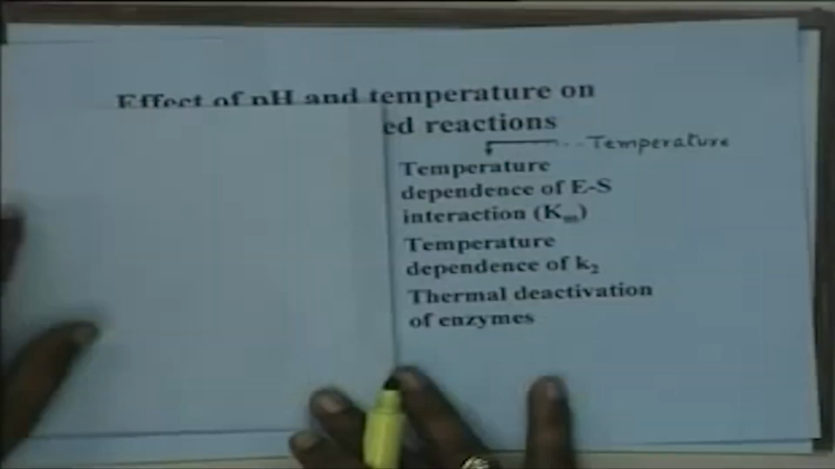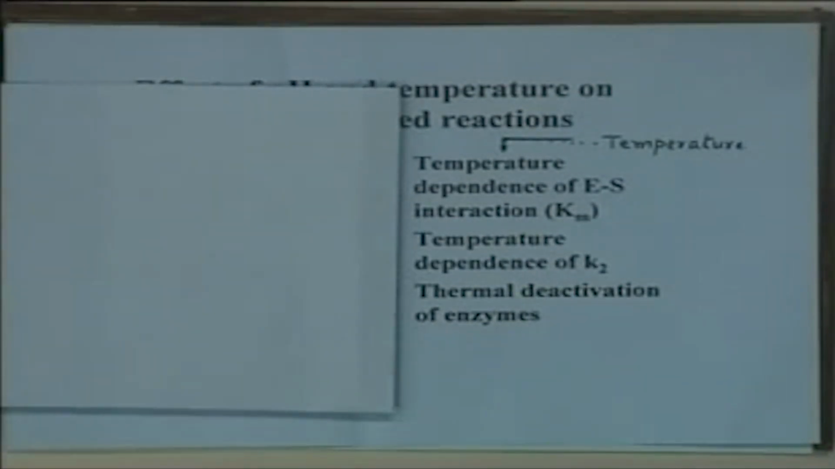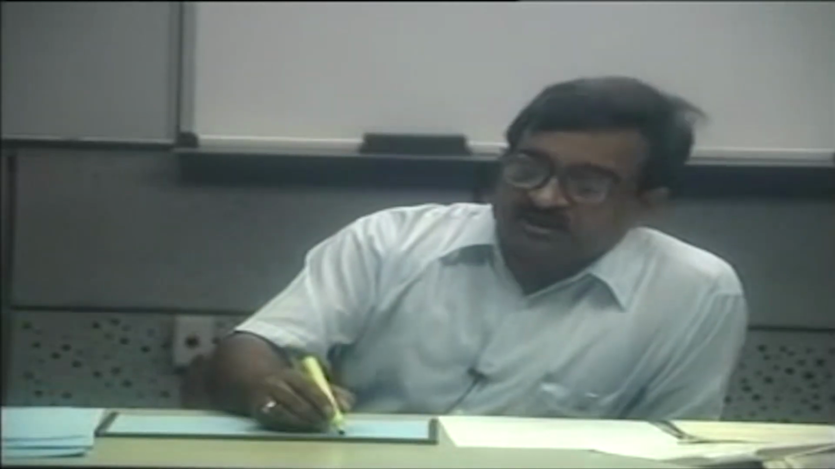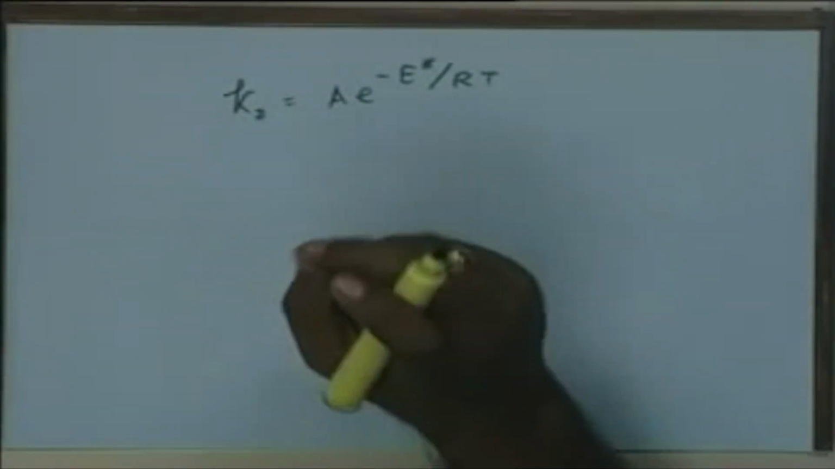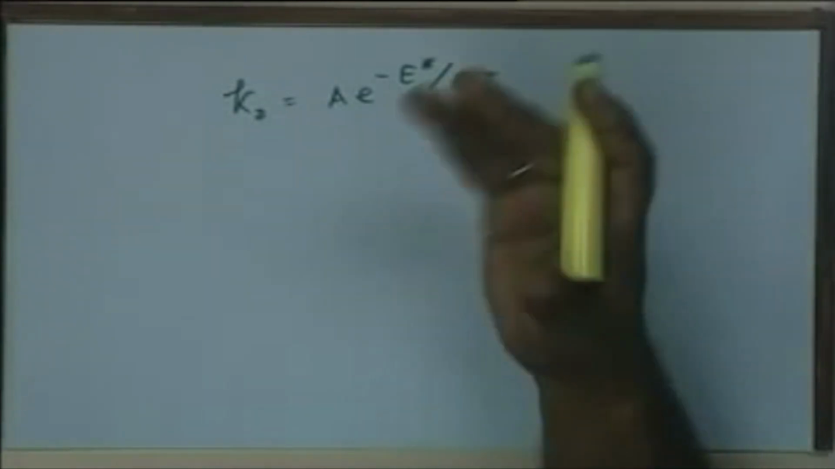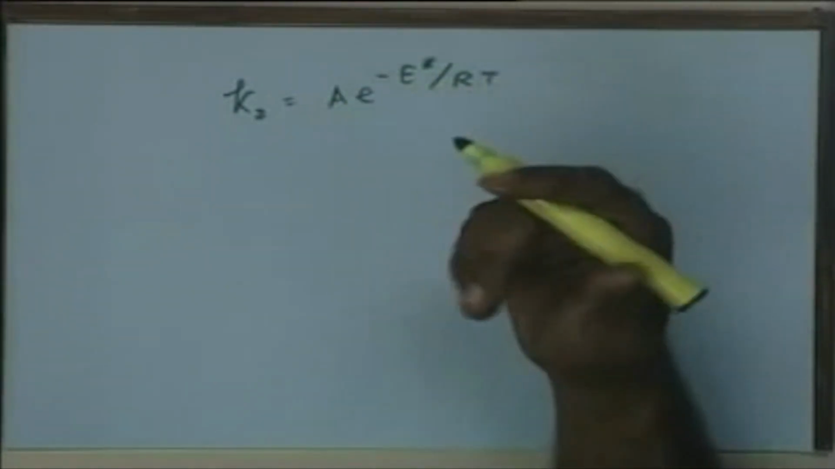The second effect of temperature in the case of enzyme catalyzed reaction is the dependence of K2, that is the turnover number, or the rate constant of the irreversible step of the conversion of ES into P. That classically follows an Arrhenius kind of pattern, that is K2 is equal to A e to the power minus E star upon RT. We have seen this analysis even while we discussed in our initial lectures on catalysis, that means the catalytic pattern of the enzymes as a catalyst, and one can again analyze in the same manner.